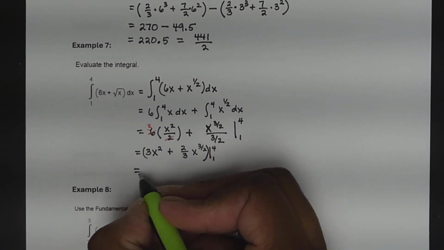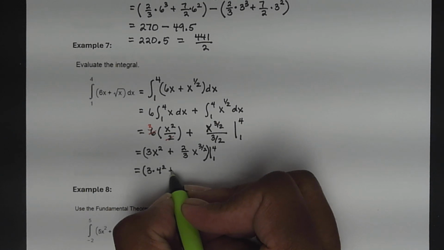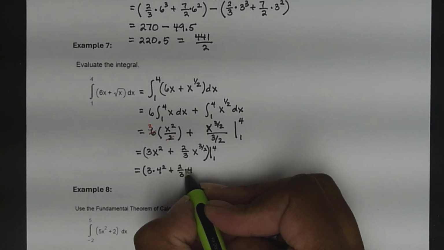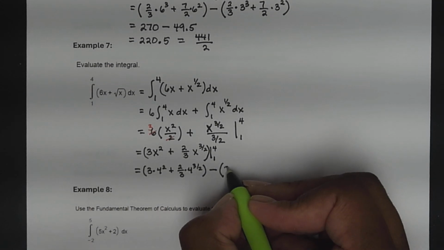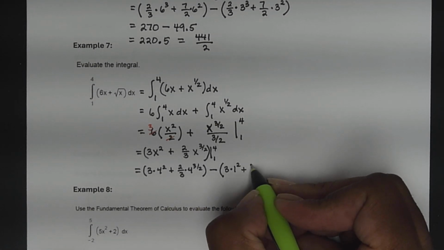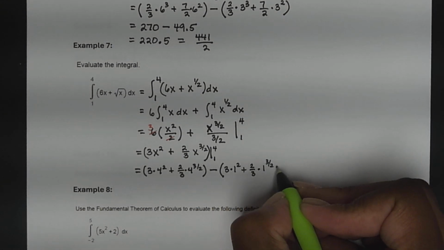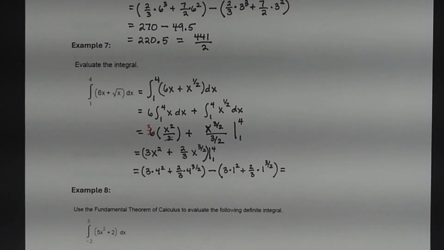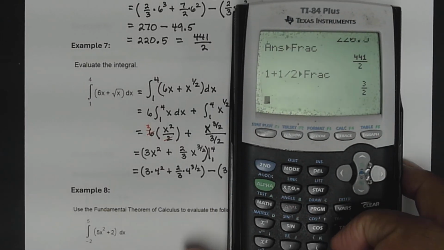My upper limit is 4, so I have 3 times 4 squared plus 2/3 times the x, which is 4, to the 3 halves, minus my lower limit, that'd be 3 times 1 squared plus 2/3 times 1 to the 3 halves. Let's see if we can do all of this in the calculator. Let's start with the upper limit.